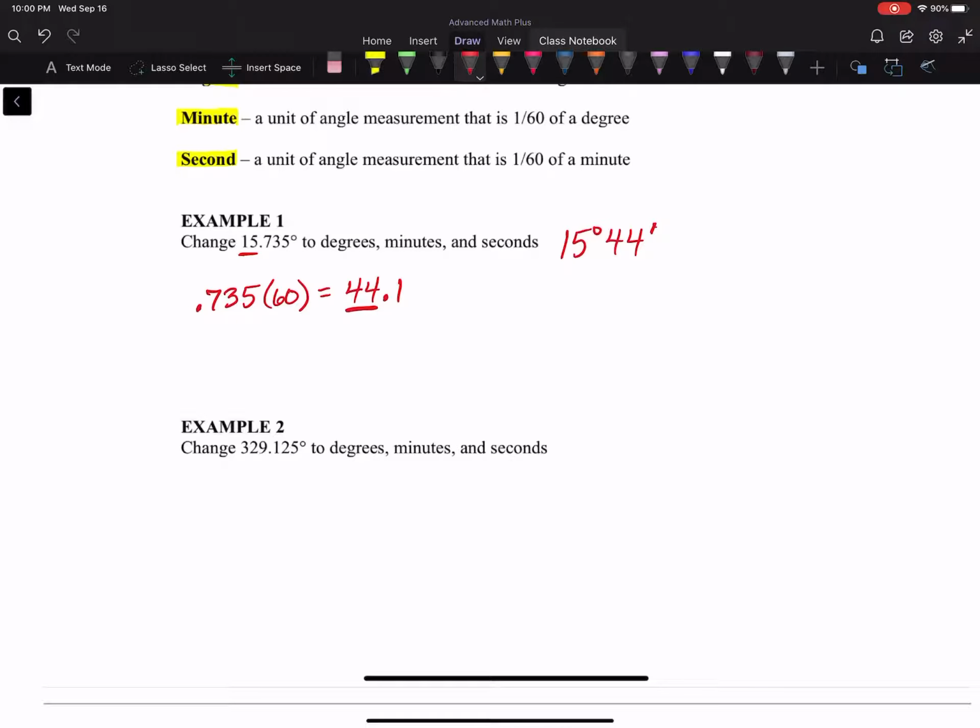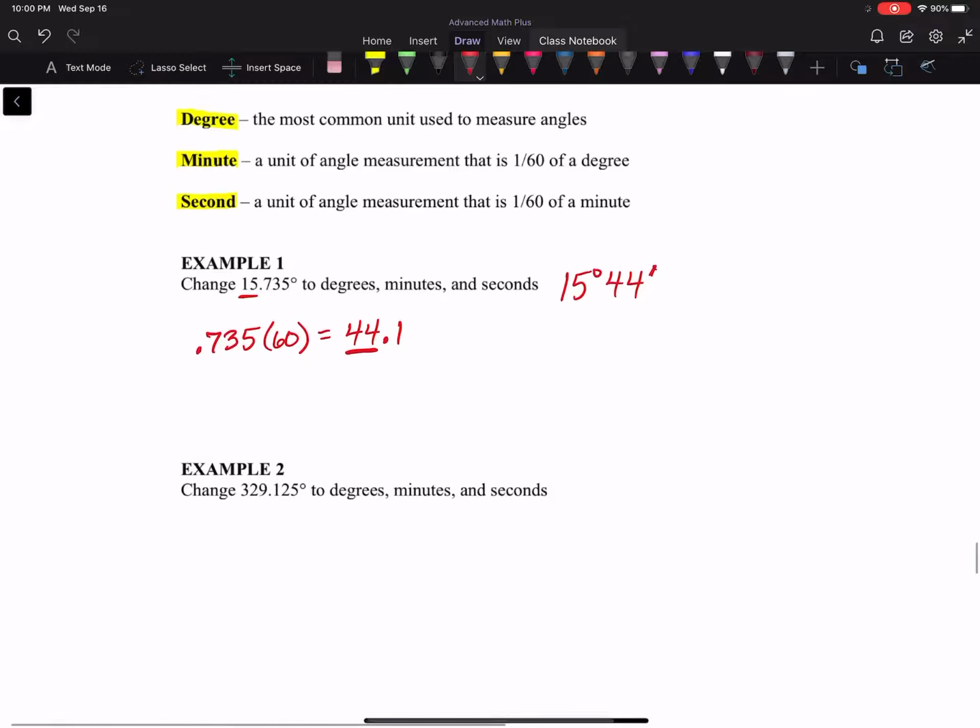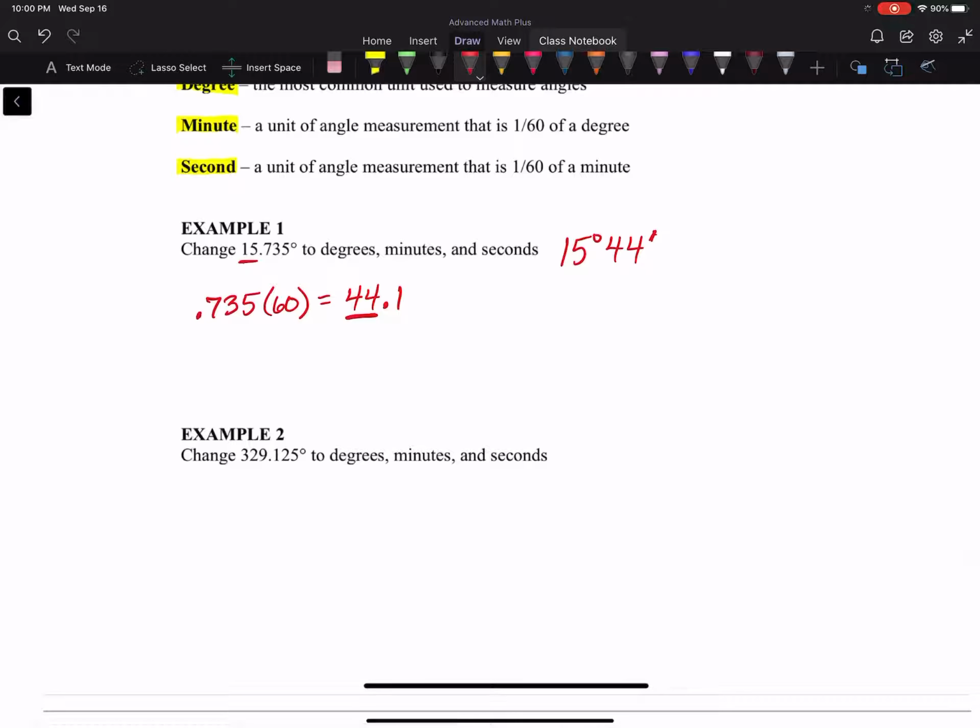And the symbol for a minute is just a little tick mark, kind of like a foot. Then you take what's left there, the decimal part, 0.1, and you multiply it by 60 again, because there's 60 seconds per minute. We're trying to figure out how many seconds are left over from this minute, and 0.1 times 60 is 6. And so that is how many seconds you have. So 15 degrees, 44 minutes, 6 seconds would be that angle.